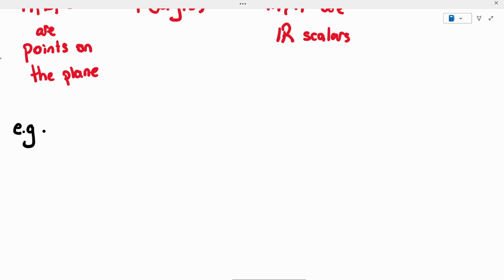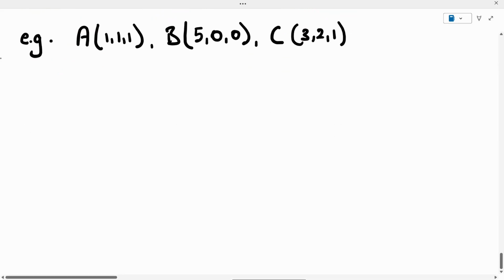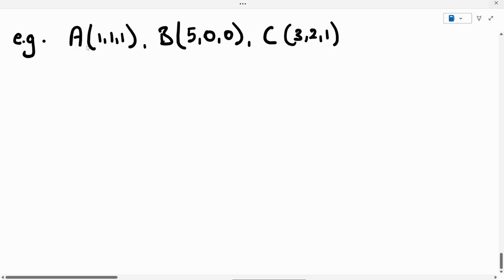Example. We have A is 1, 1, 1. B is 5, 0, 0. C is 3, 2, 1. Okay. Oh, and of course, P is the general point on the plane, X, Y, Z. So we need to find the equation that has these 3 points on it.